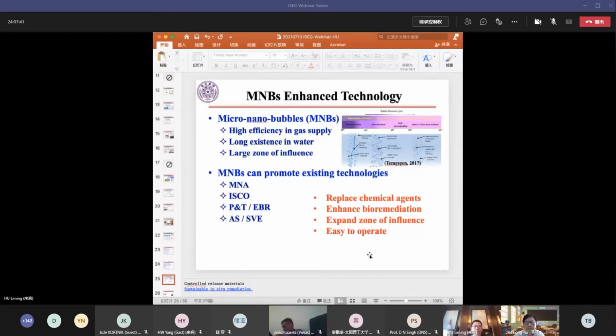So what are micro nanobubbles? They are ultra fine bubbles with a diameter of less than 10 microns. Micro nanobubbles have a very high efficiency in gas supply, since the gas pressure in small bubbles is very high, so the gas can dissolve in water very easily, and the bubbles can stay in the water for a long time. They can also move with the groundwater flow, and they have a very large zone of influence.